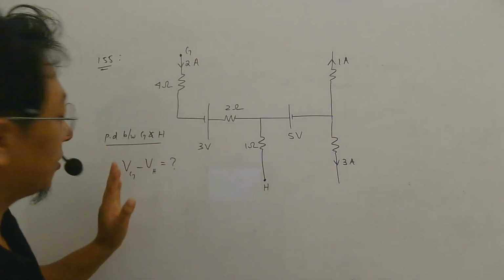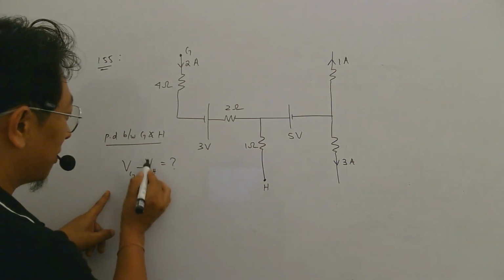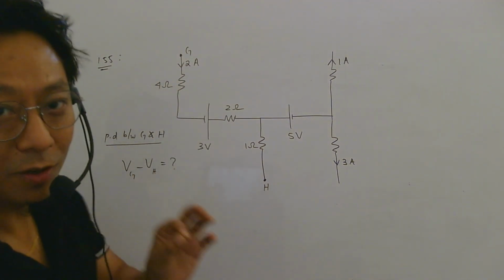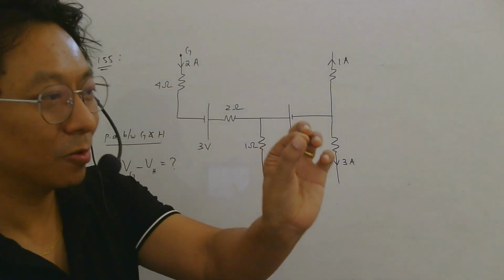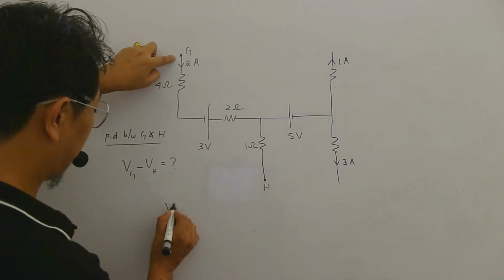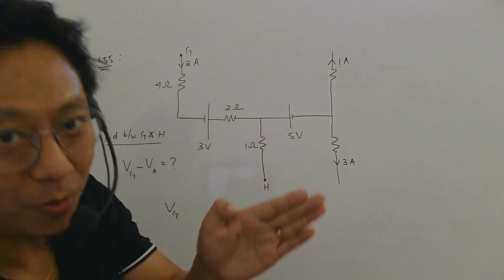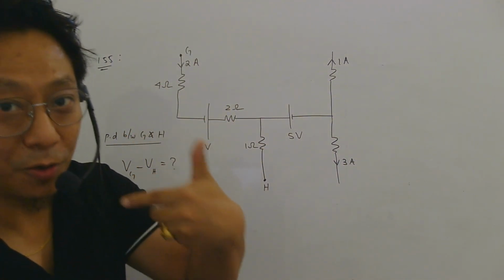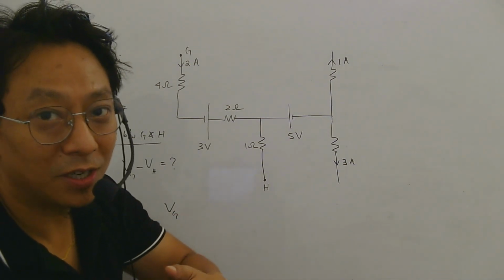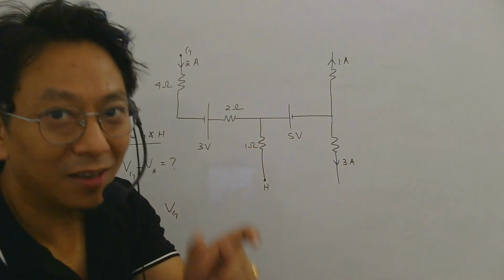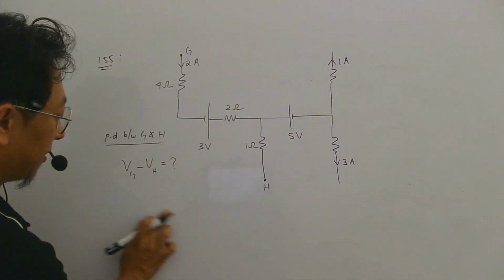Now whenever such questions come where they want potential of one point minus potential of another point, then always use the rise and drop method, meaning you start from this point and reach up to this point, and as you go, wherever there is potential drop, subtract the voltage, and wherever there is potential rise, add the voltage, obviously, right? So let's try to see.